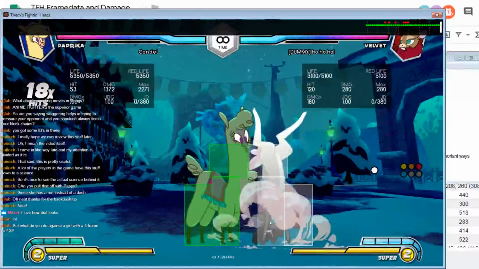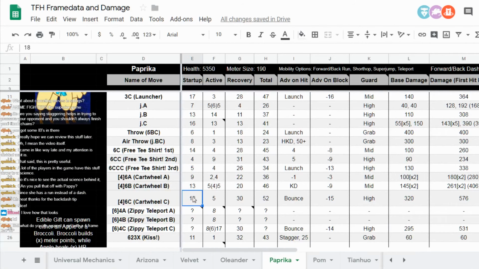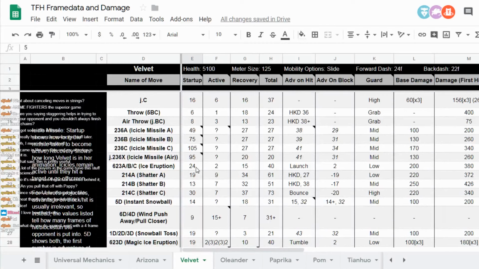See, if we were to look at the frame data there, you would see that Paprika's C cartwheel is 18 frames. And Velvet's Shatter C is minus 20. So, you know, 18 is faster than 20. There you go.